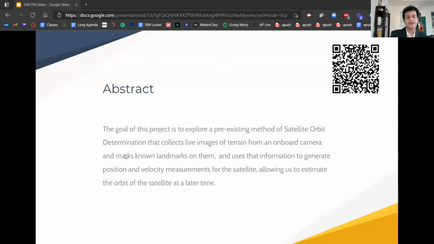All right, the abstract of this project is to explore a pre-existing method of satellite orbit determination that collects live images of terrain, like I said, from an onboard camera, marks known landmarks on them, and uses that information to generate position and velocity measurements for the satellite, which would allow us to estimate the orbit of the satellite at a later time.